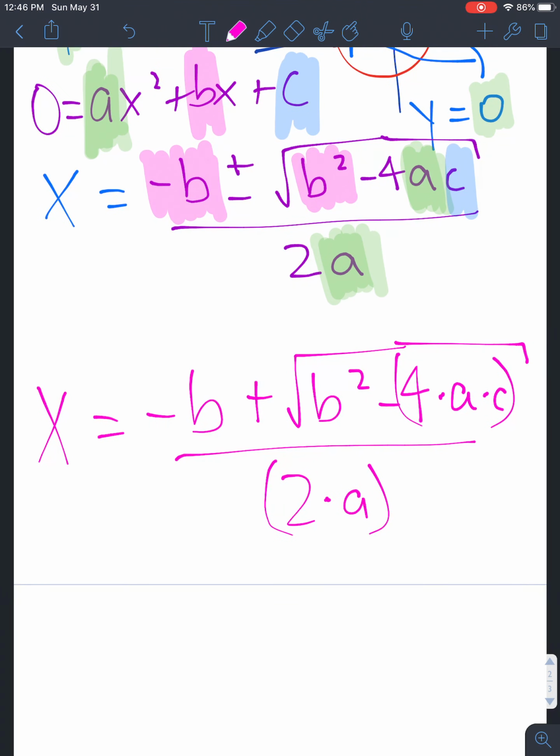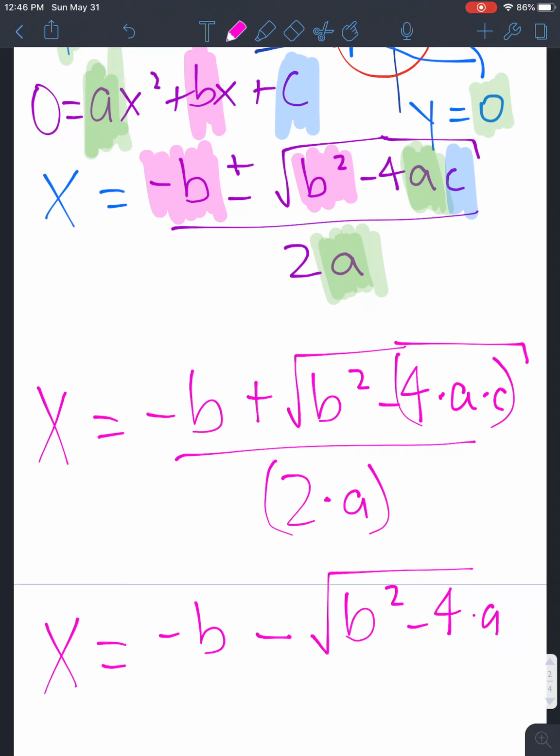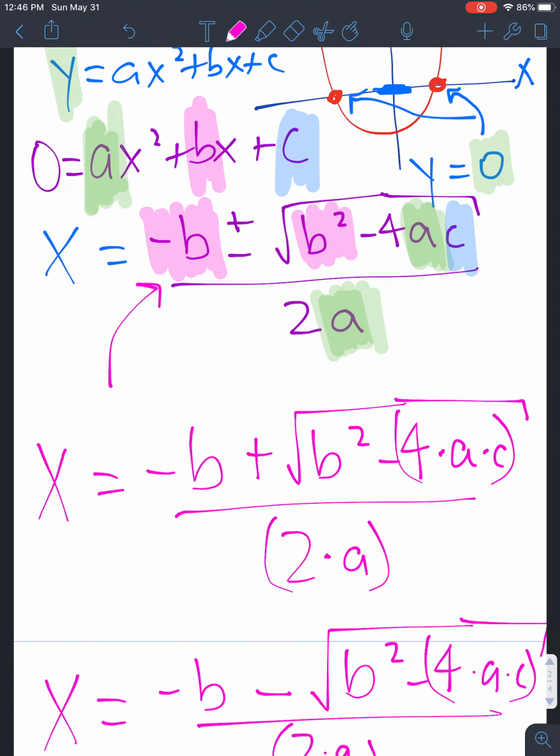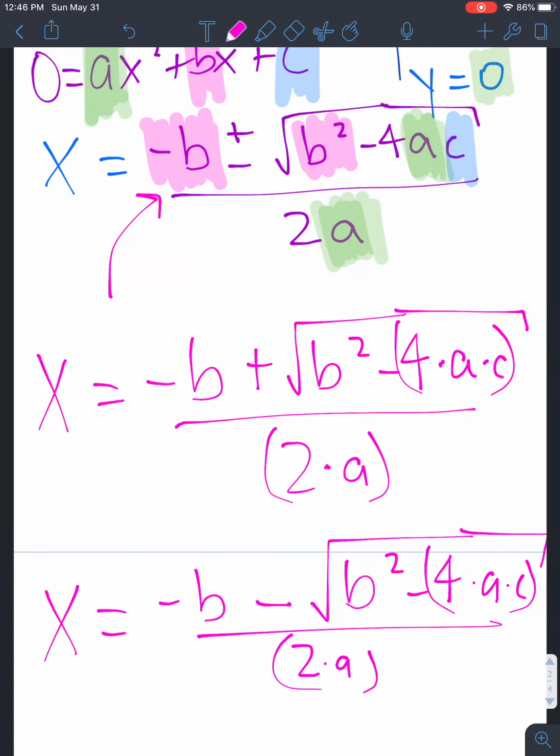So you have x equals negative b plus the square root of b squared minus 4 times a times c all over 2a, and you have x equals negative b minus the square root of b squared minus 4 times a times c all over 2 times a. I just wanted to point out that this plus or minus means we can split this into 2 separate formulas. We typically only write it as one formula because most of the steps algebraically are the same. The only step that's not the same is one of our final steps where we either add things together or subtract them.